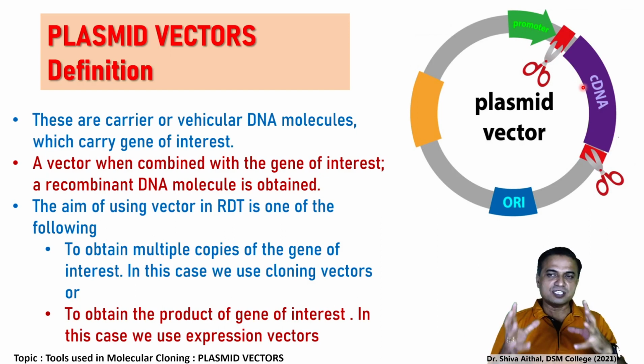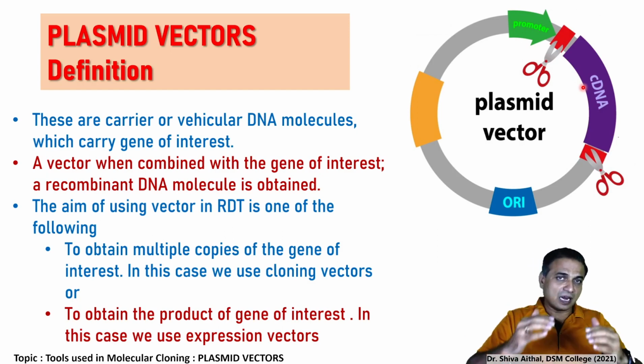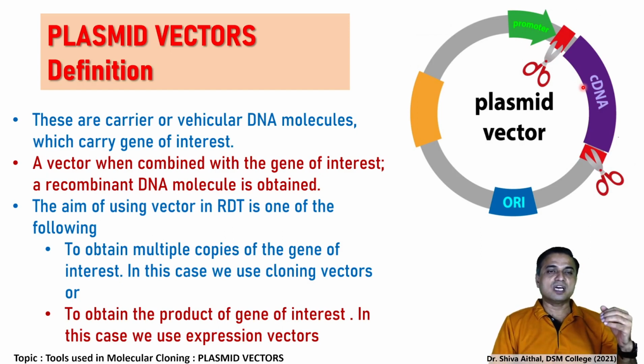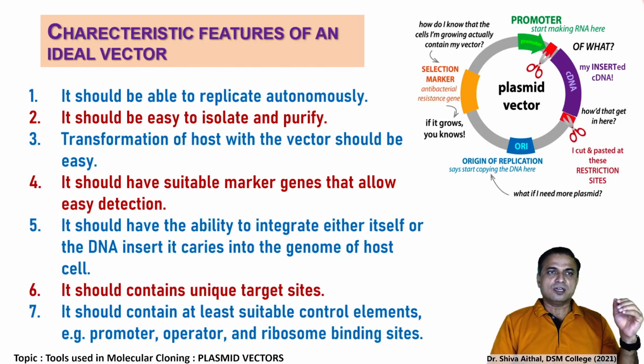And such vectors, which not only maintain the gene of interest but also allow the expression of such genes, are called expression vectors. So plasmid vectors are basically expression vectors. Now, what are the ideal characteristics required in these vectors or plasmid vectors?